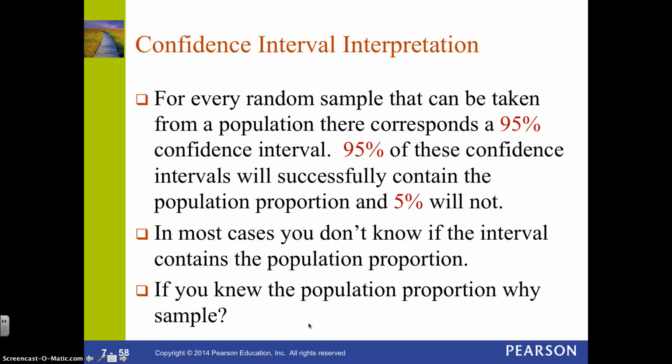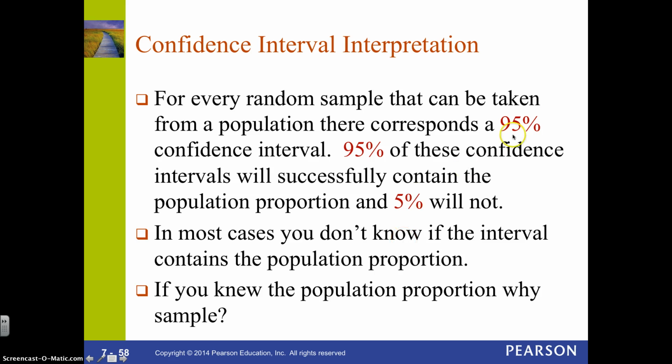Okay, so as we continue our discussion on confidence intervals, we're going to talk a little bit more about interpreting them. It says for every random sample that can be taken from a population, there corresponds a 95% confidence interval. 95% of these confidence intervals will successfully contain the population proportion and 5% will not.